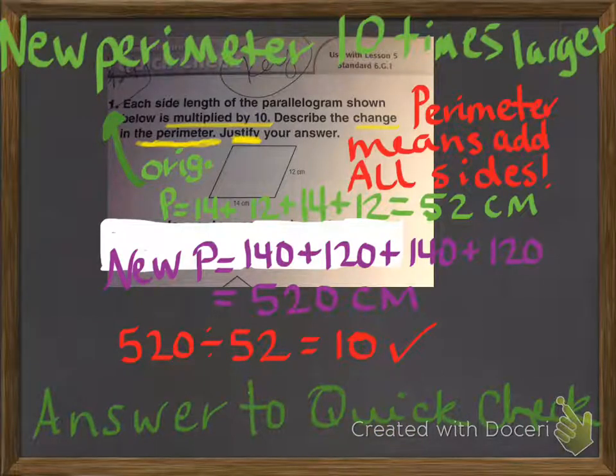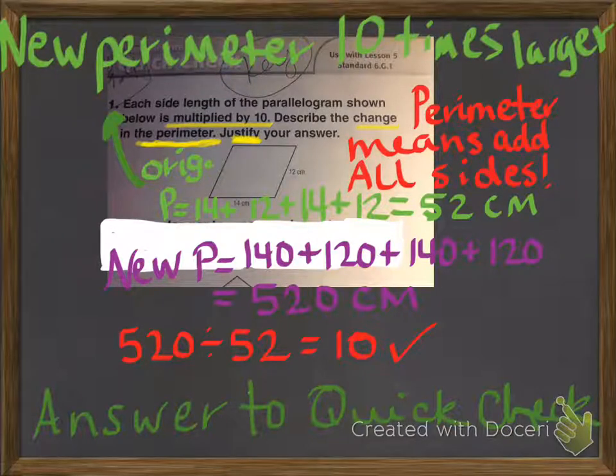Okay, on the quick check from lesson 9.4, some of you had trouble putting your answer into words and describing the change of the perimeter and the area and justifying your answer. So look at some things I've already put on the page. I underlined that each side length of the parallelogram shown below is multiplied by 10. So each side length is multiplied by 10.